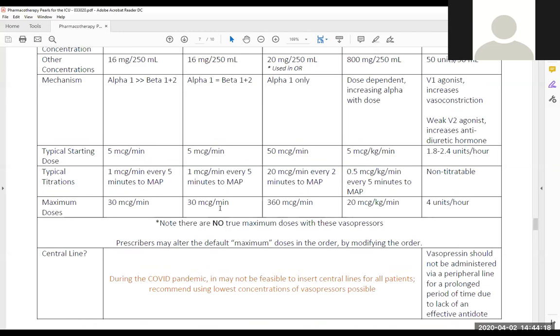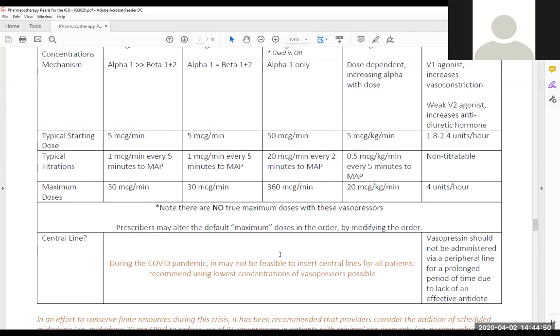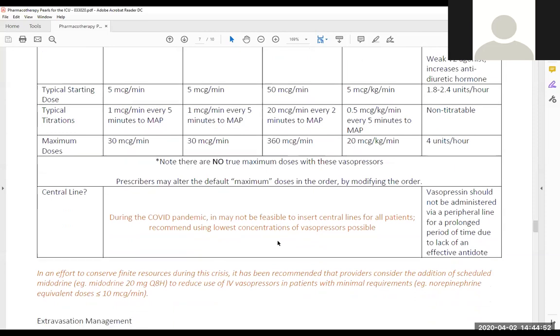Now, under normal circumstances, it's recommended to be using a central line for these patients to reduce the risk of extravasation, which is the major complication of giving it through a peripheral line. However, because of the current situation that we're in, we're recommending using the lowest concentrations as possible to use peripherally for these patients. And one thing to also note is that vasopressin should not be administered via peripheral line because we don't have an effective antidote, whereas the other ones we do have an effective antidote for.